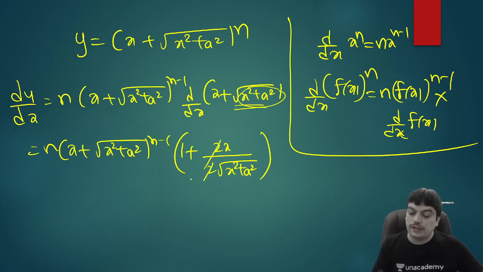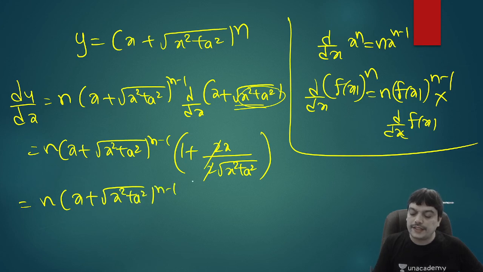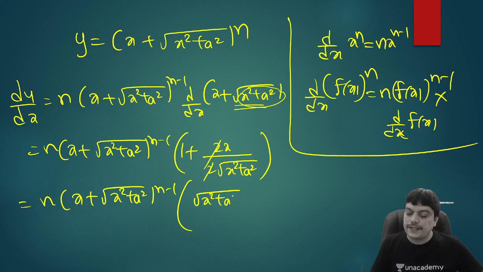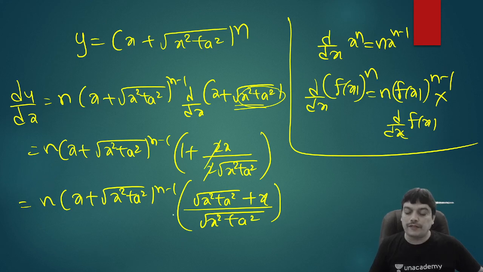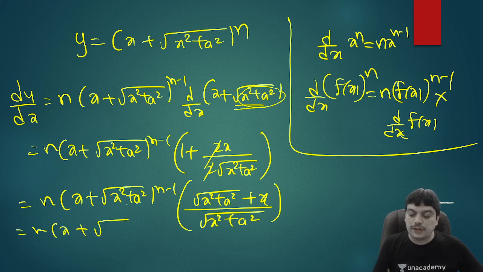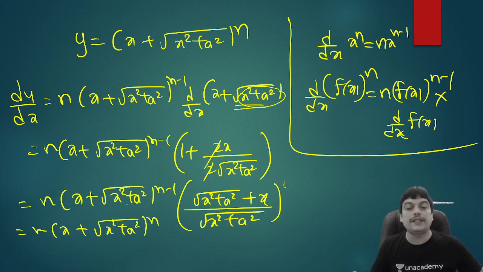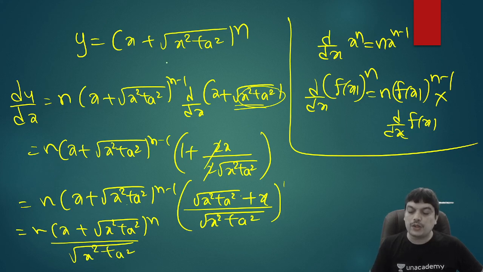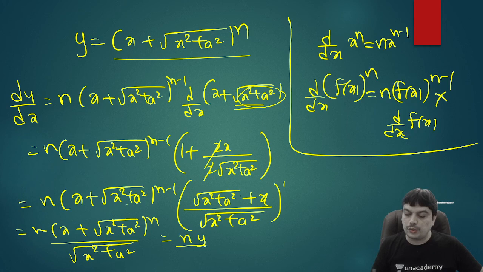Now cancel out this 2, it will reduce to n into (x plus root of x square plus a square) power n minus 1. And after finding the LCM, the next term reduces to (root of x square plus a square plus x) divided by root of x square plus a square. So now you can see you have an identical term in the numerator, one with power n minus 1, the other with power 1. So when you multiply both, the powers will get added. You will therefore get (x plus root x square plus a square) whole power n, because the first one has power n minus 1 and the second one has power 1, they add up and give you n. And root x square plus a square is written as it is. But you can now see that this is nothing but the original function given. So you can write n y by root x square plus a square. And this gives you the first option as the answer. So the correct answer will be choice A.